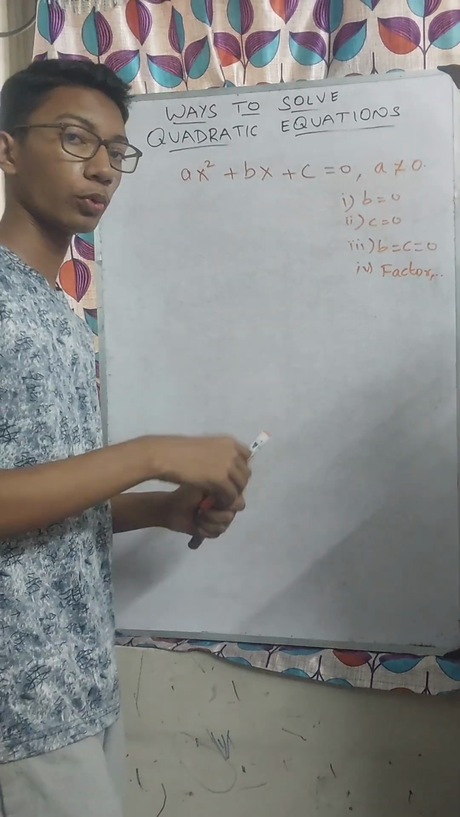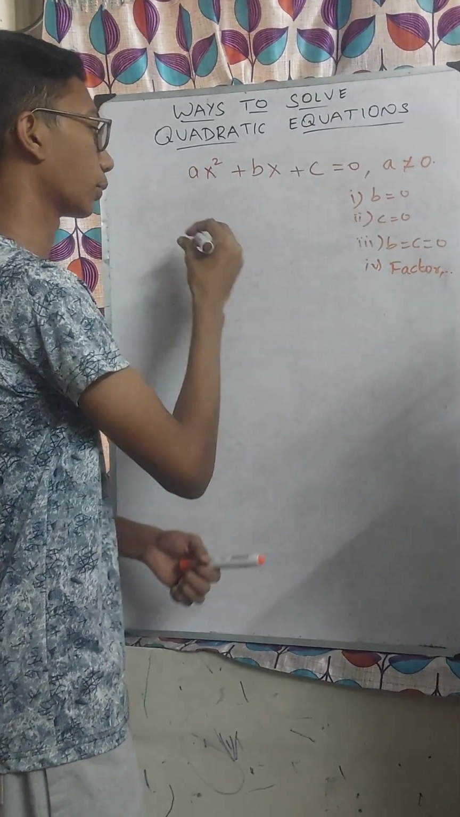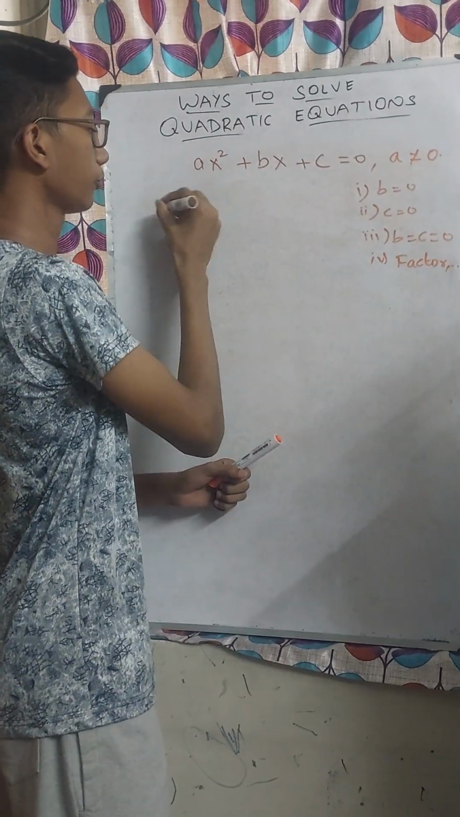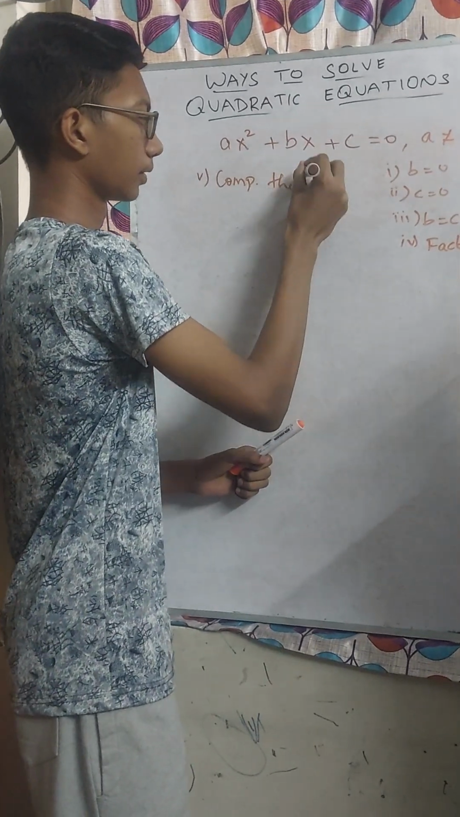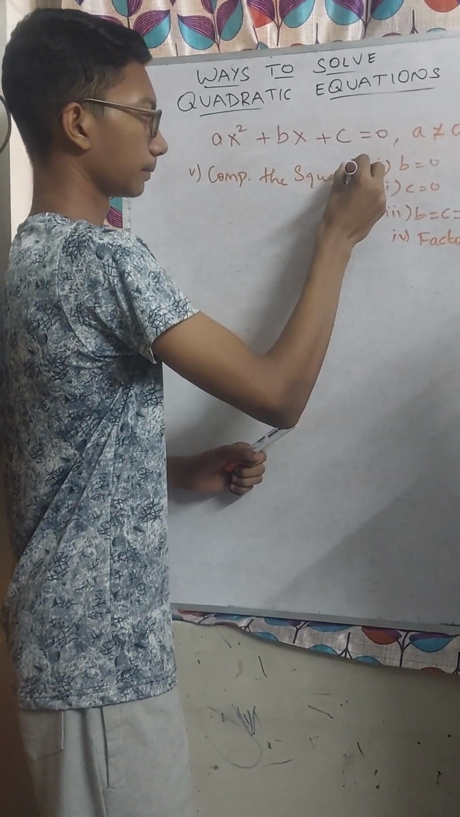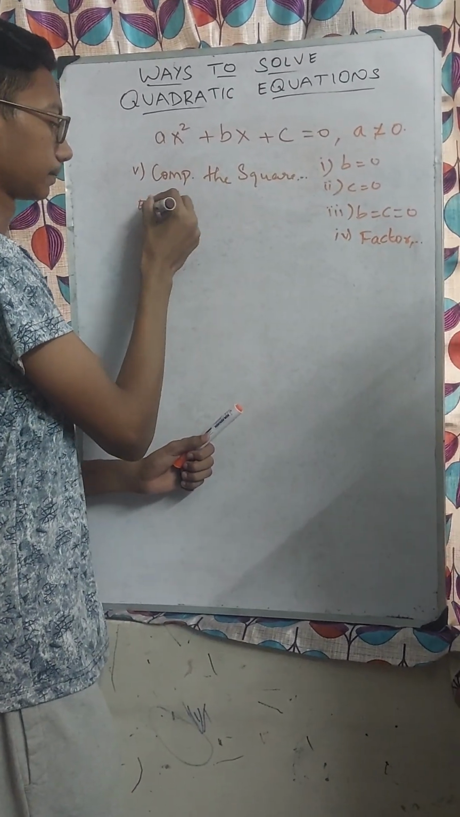Now we get to the more reliable ways. That is, we can use these methods for any quadratic equation. So the fifth method is the completing the square method. So let's start with an example.